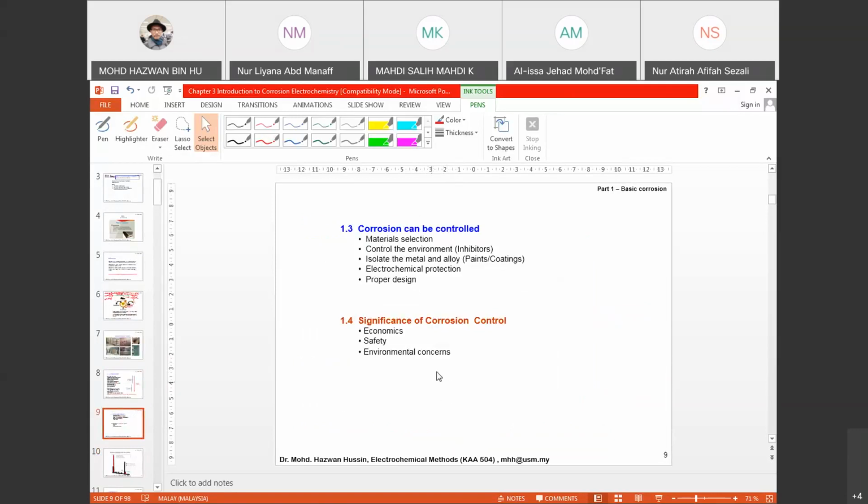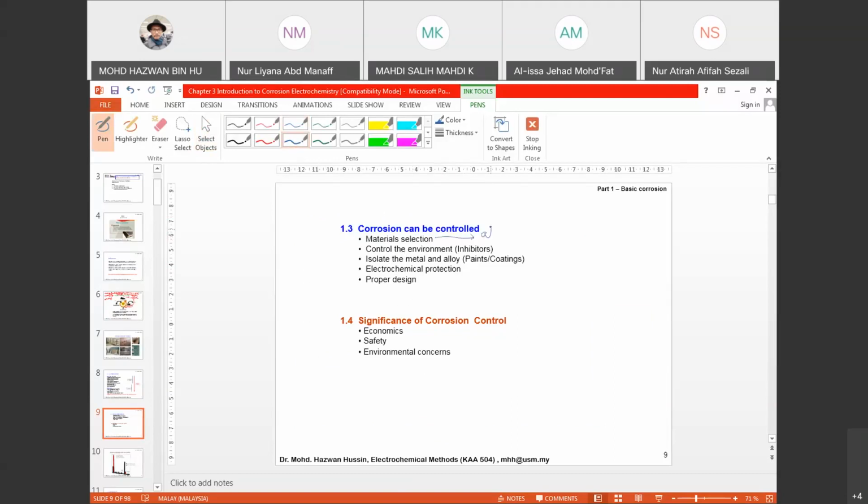Okay. Basically, we have 5 major techniques for corrosion control. You need to remember this, but later on we will study it in detail. The techniques for corrosion control: we have the first one, material selection. This is important if you are considering producing an alloy.